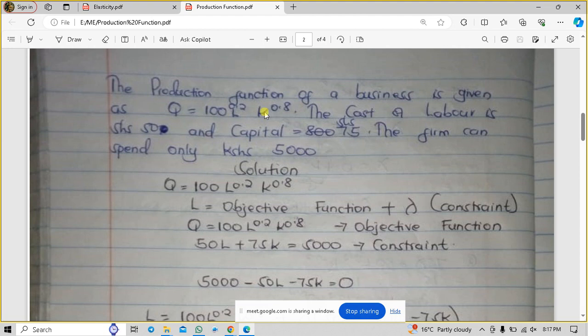Okay, the production function is what we are calling the objective function, Joey. And then the cost of labor is 50, so here we have 50L. Capital is 75, so we have 50L plus 75K equals, the firm can only spend 5,000. So this one we are calling the constraint. In short, we are just naming our function. We have the objective function and the constraint function.